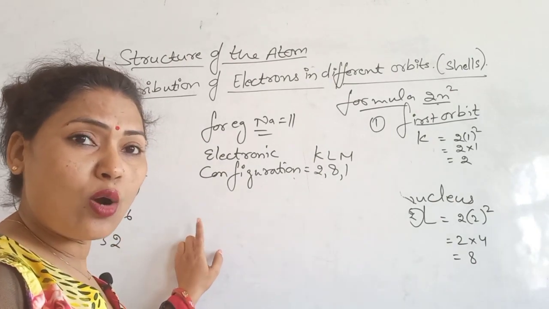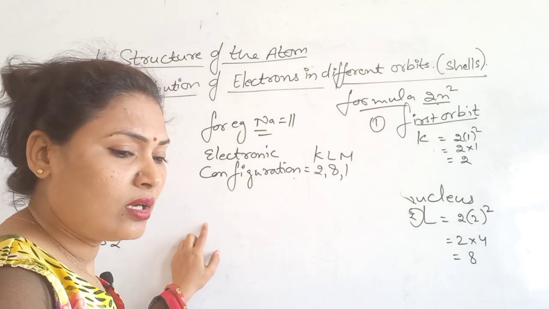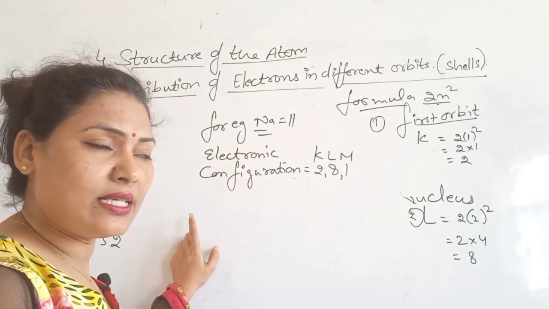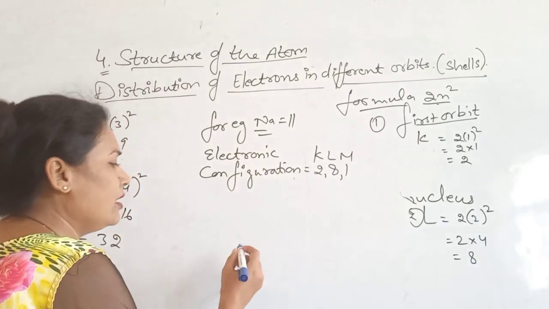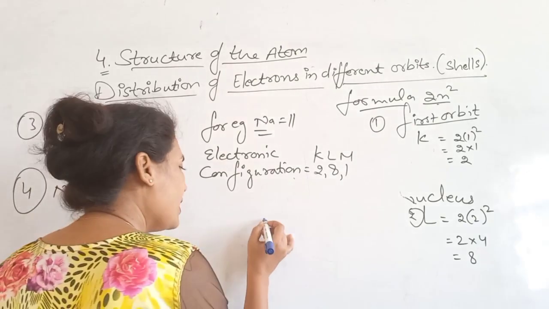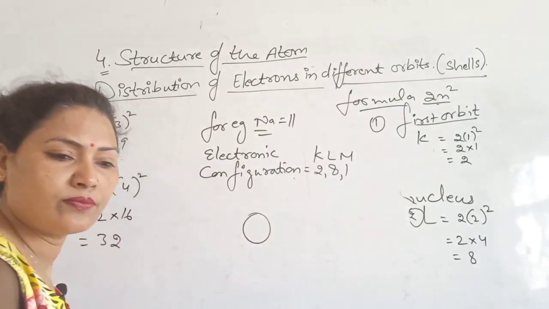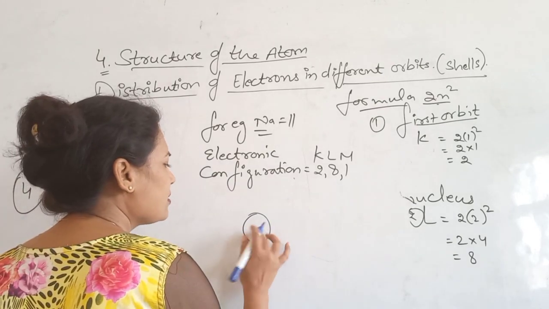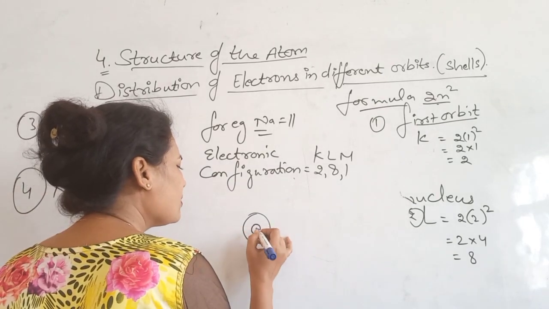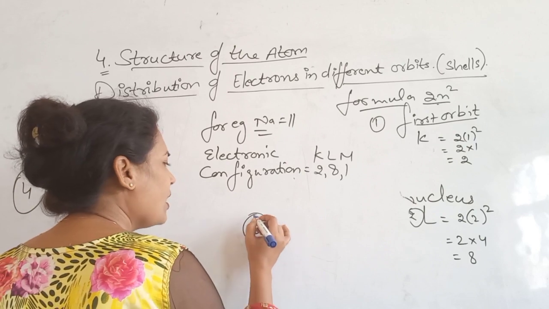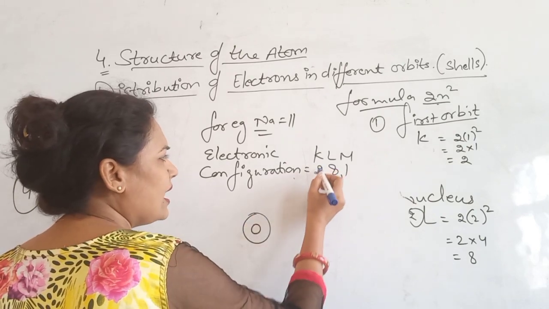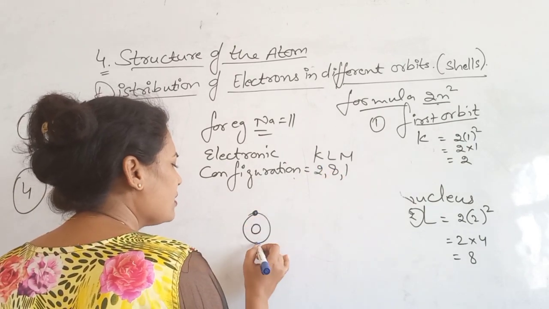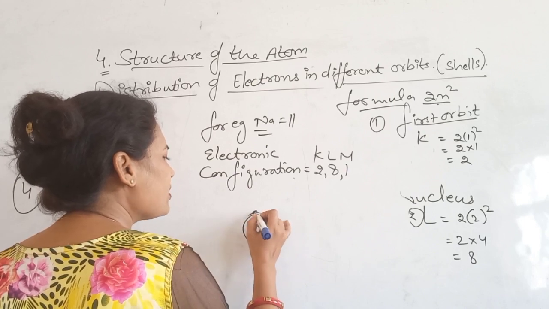How can we draw the atomic structure of this element? First, the nucleus. We can make a small nucleus. It is surrounded by the K shell. The K shell has 2 electrons, so you just put 2 dots on the K shell.